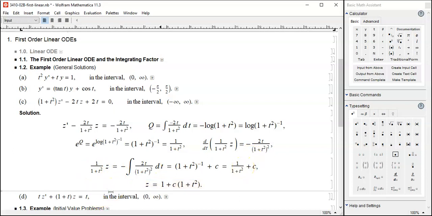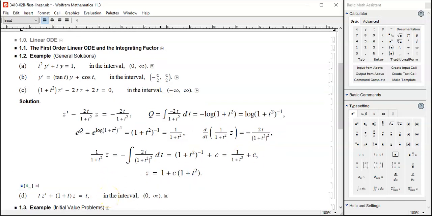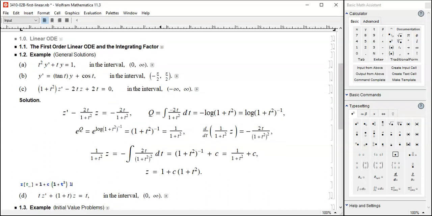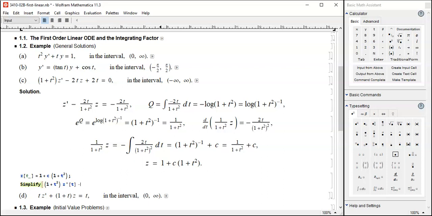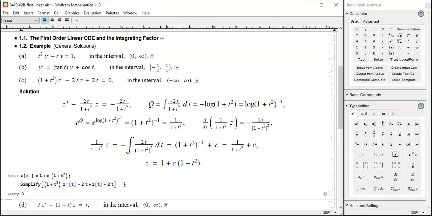Well, there's a good way to check. 1 plus c times 1 plus t squared. And then let's simplify this part: 1 plus t squared times z prime of t minus 2t times z of t plus 2t, this entire thing, and let Mathematica calculate it. Yes, I got 0. So everything here is correct.